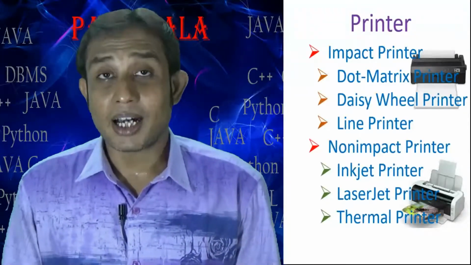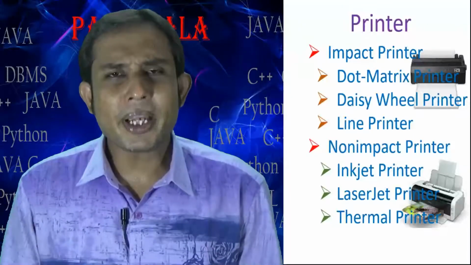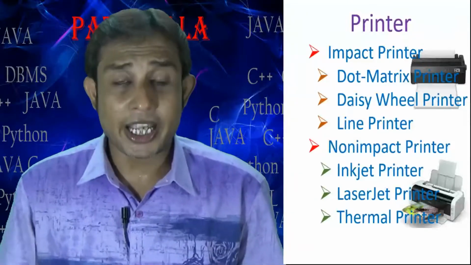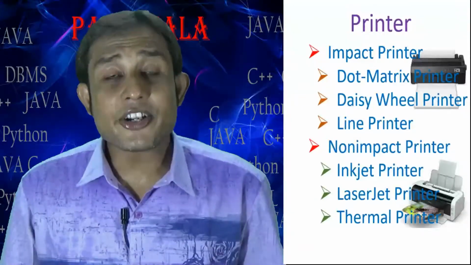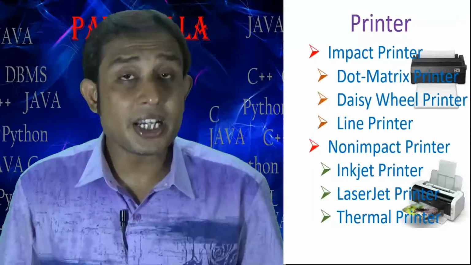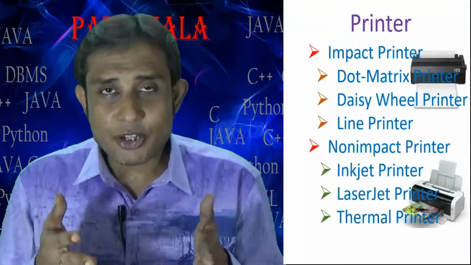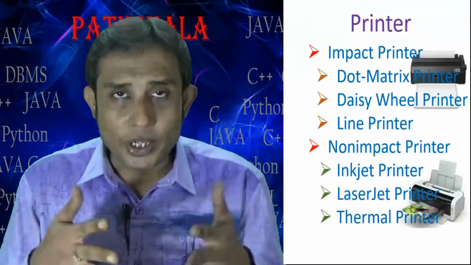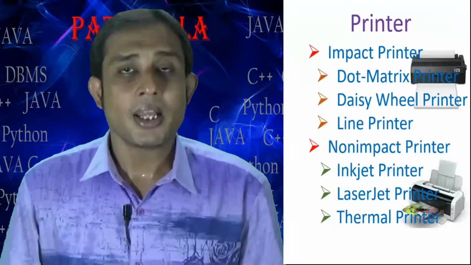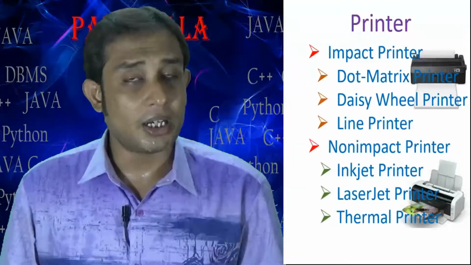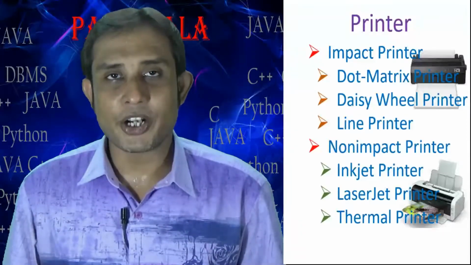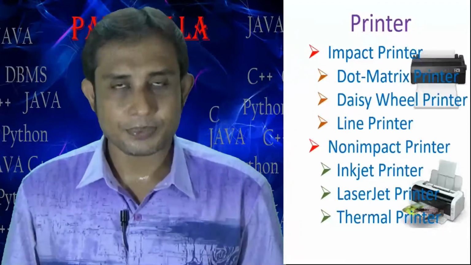Next one is the non-impact printer. In the case of non-impact printer, the printing takes place without any touching or contact between the printing device and the paper. There is actually no touch or contact taking place between the printing device and the paper. There are different types of non-impact printer, such as inkjet printer, laserjet printer and thermal printer.